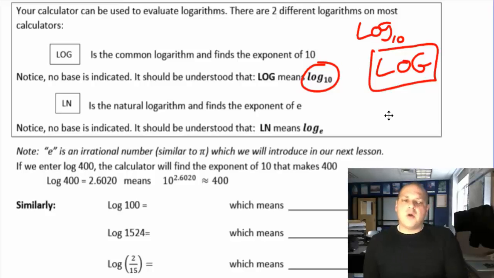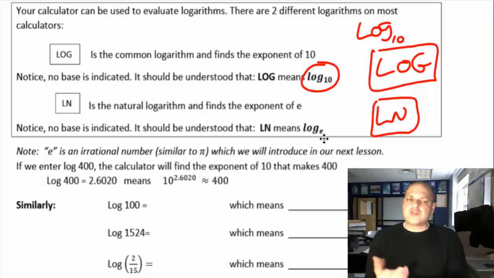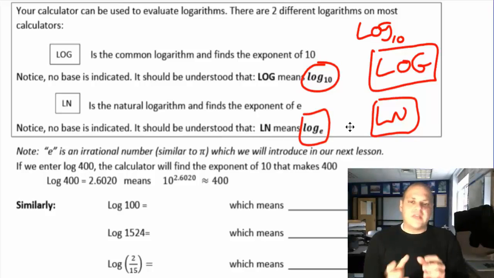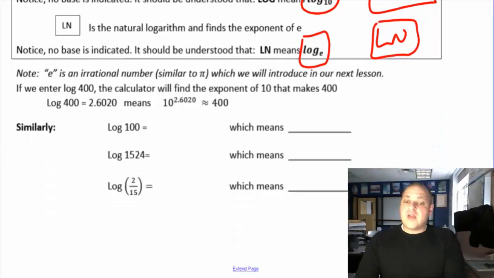Then you'll notice below it there's an LN button. That's the natural log button. We're going to talk more about natural logs, but a natural log button is a log base E, and of course we don't know what E is either. E is a number. It's an irrational number, kind of like pi, which we'll introduce in our next lesson, so we're not going to worry about E right now. We're going to talk more about LN natural logs and the E value in our next lesson. But for now, I just want you to realize what this is.